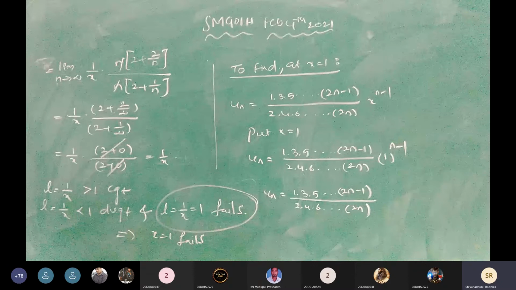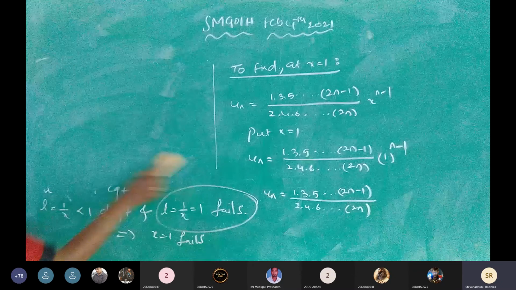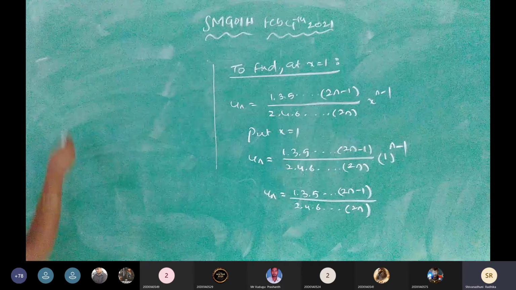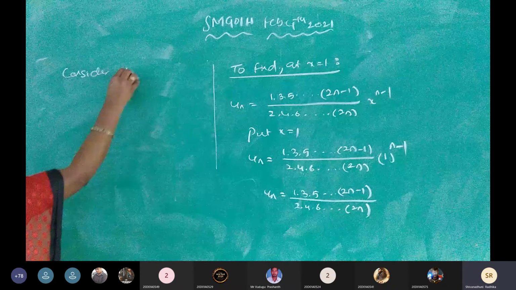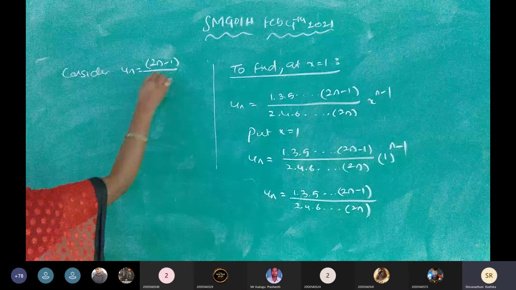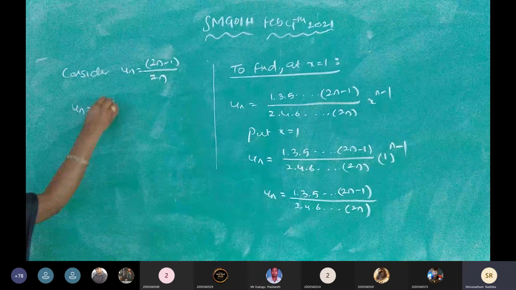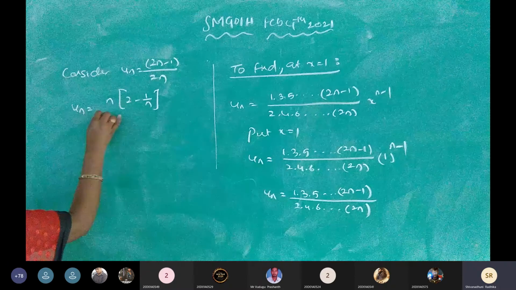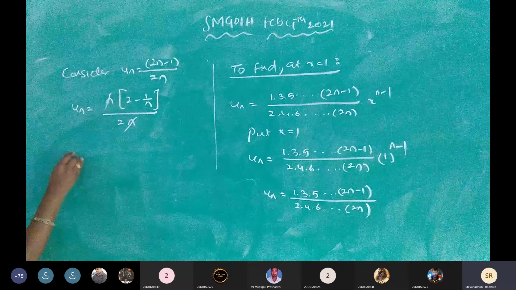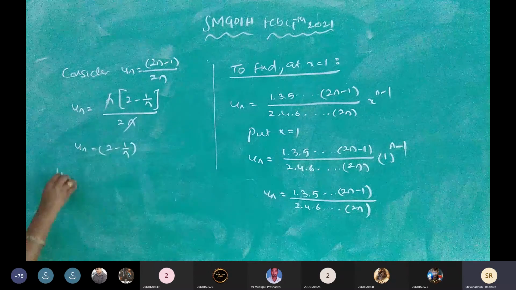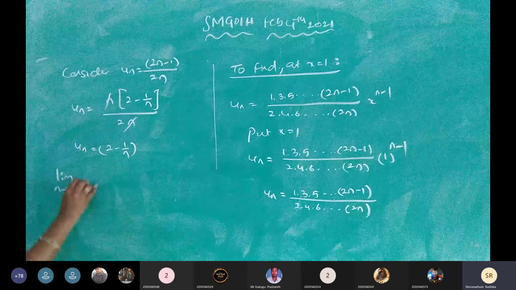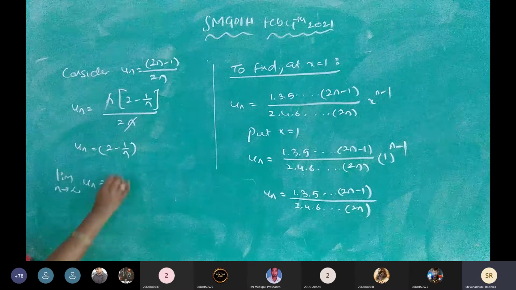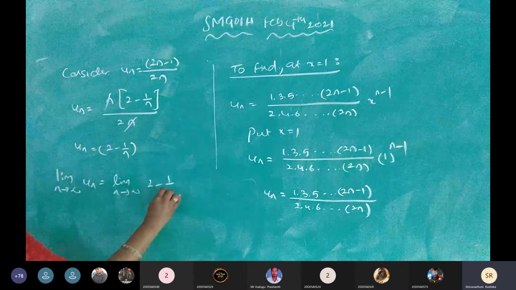Now, when we have the multiplication terms there, we have to consider un equals 2n minus 1 by 2n. Is it clear? Now un equals, taking n common, n times 2 minus 1 by n, over 2n, the n gets cancelled. Again, un equals 2 minus 1 by n. Directly I am applying the limit n tends to infinity of un. So the limit n tends to infinity of 2 minus 1 by infinity.